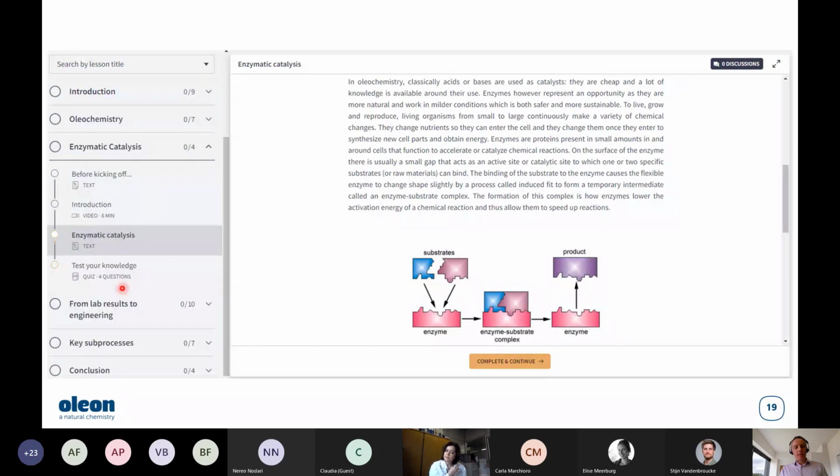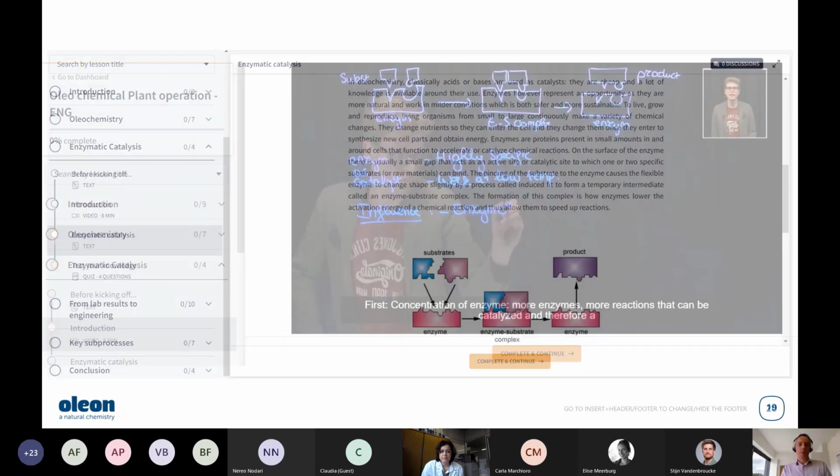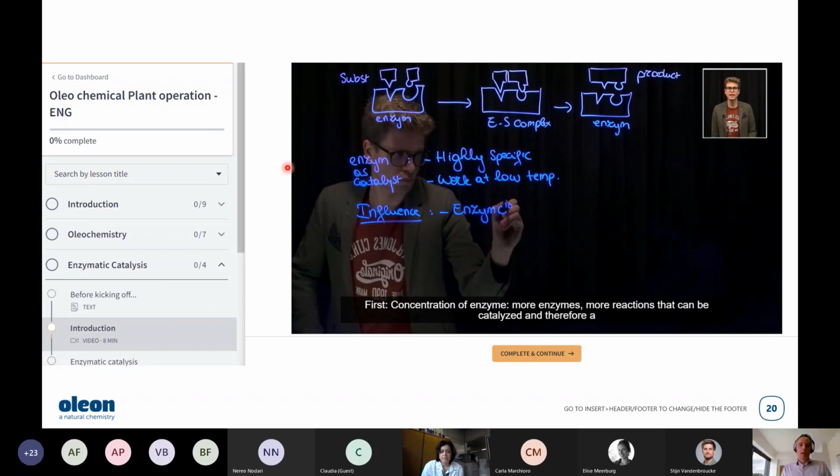The objective of the second chapter here on enzymatic catalysis is to detail what enzymatic catalysis entails in comparison with chemical catalysis. And again, this will be shown using a variety of innovative supports, as you can see here on the board, depicting how the enzyme here interacts with the substrate.